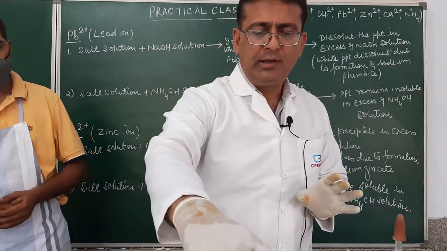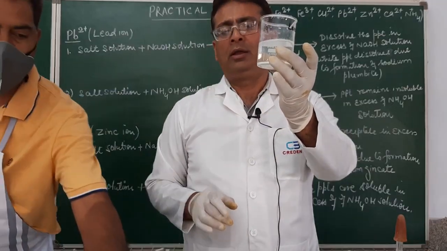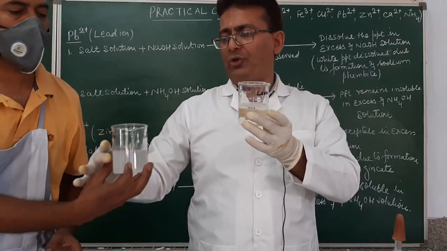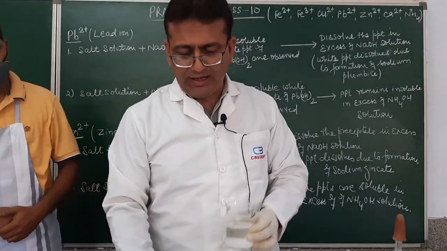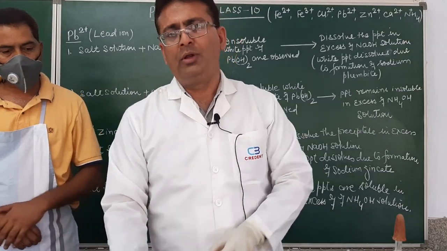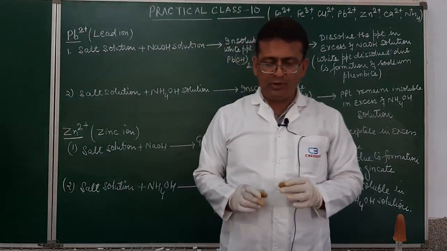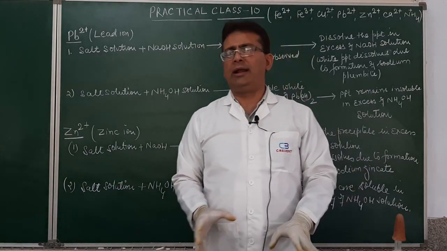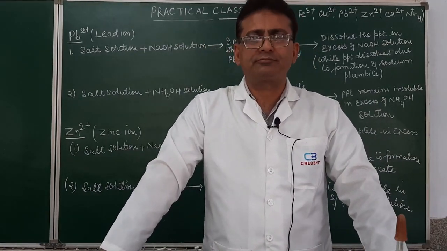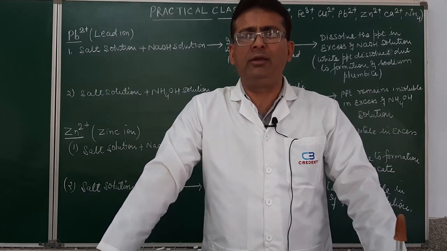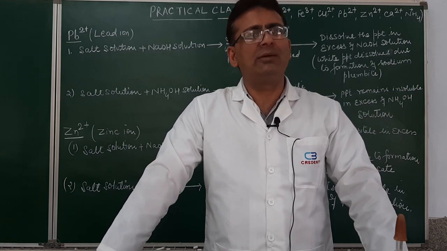Then we have lead salt solution. These are colorless solutions, and then zinc salt solution. These are again colorless solutions. We have identified with you by now the 5 radicals: ferrous, ferric, cupric ion, lead ion and the zinc ion. Now in our next demonstration, we will try to identify the 2 leftover cation radicals in the syllabus.